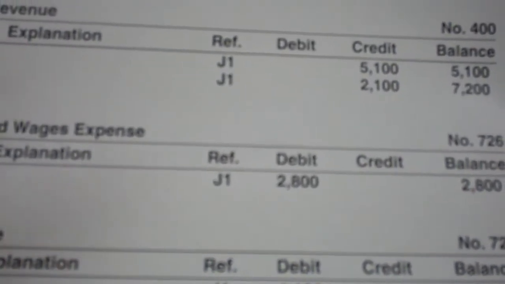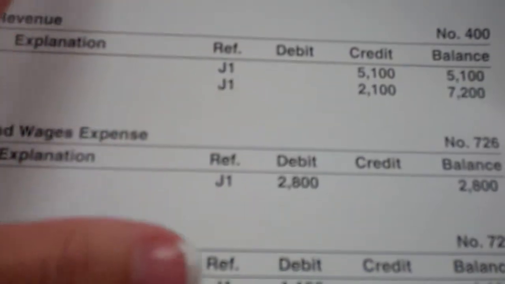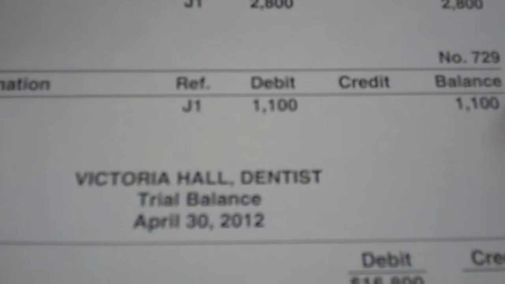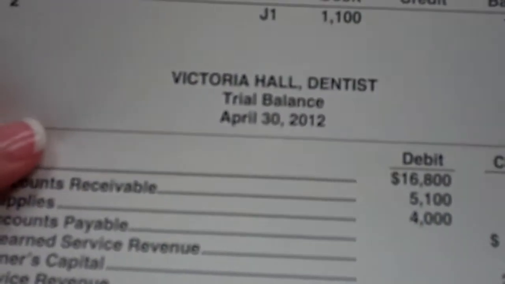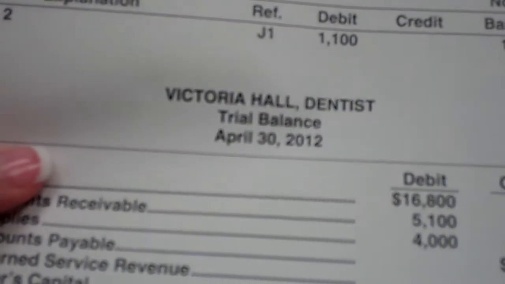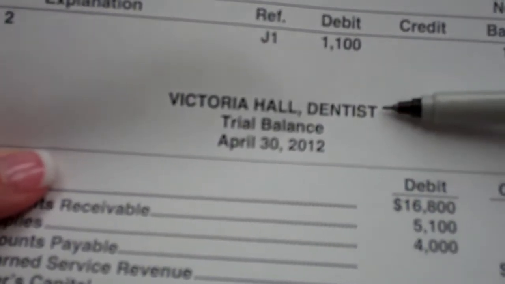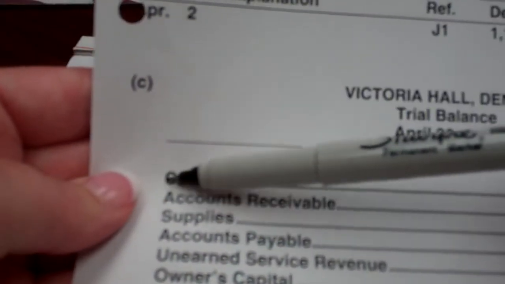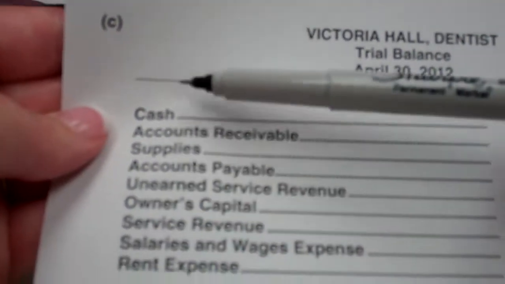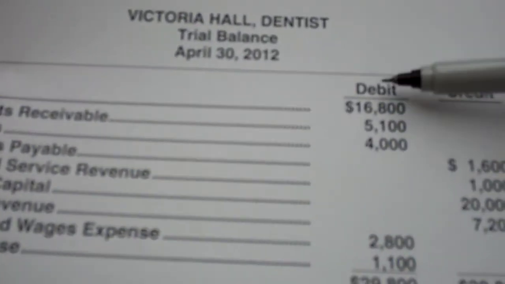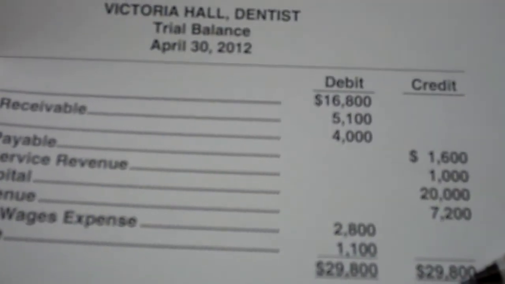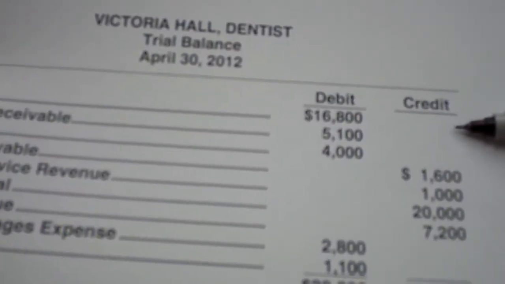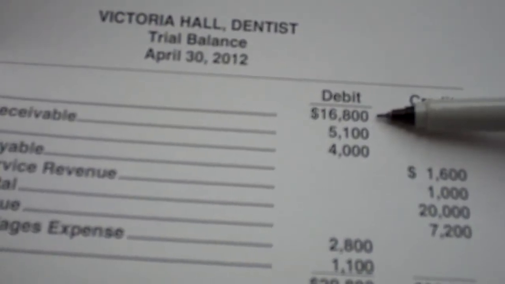After you complete all of your postings to the ledger, then you'll have a balance in each account. After that, you will want to make a trial balance, and a trial balance is a list of all of your accounts. If you'll notice, here you have the name of the business, the name of the form, and the date. You're going to line up all of your accounts in order. Then you're going to put whether they are a debit or a credit. If you put cash over here on the credit column, it will be incorrect because cash has a debit balance.